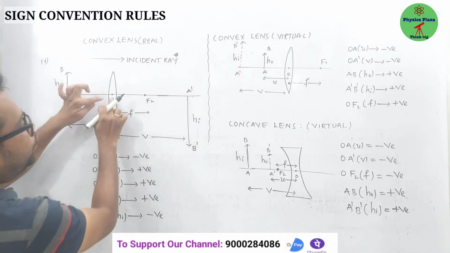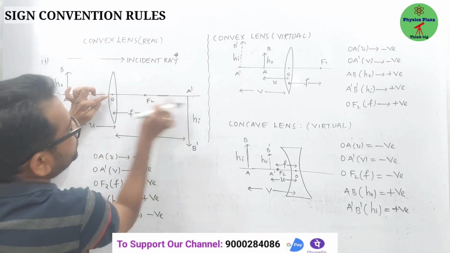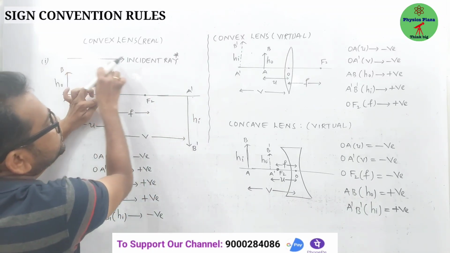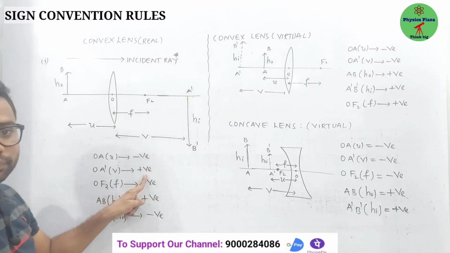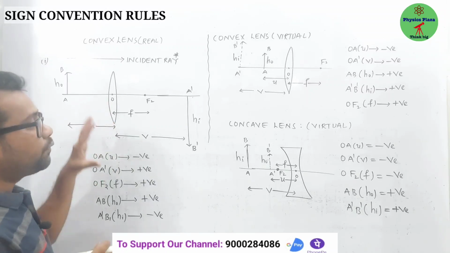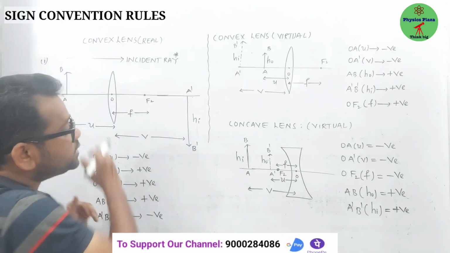Okay. If I want to measure the image distance, the image is on the right side, a real image, right? So O to A dash, going in the direction of the incident ray. So it is positive. Okay, fine.